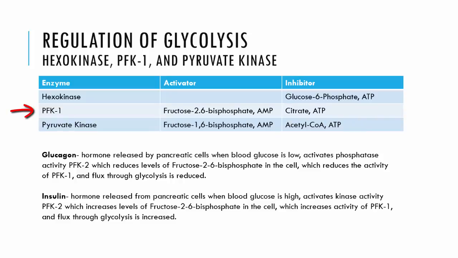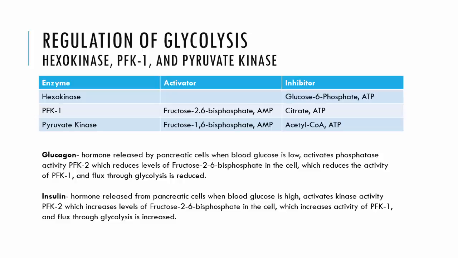PFK-I, which catalyzes step 3 of glycolysis, where fructose 6-phosphate is again phosphorylated to make fructose 1,6-bisphosphate, is inhibited by high levels of citrate, a byproduct of the citric acid cycle, and ATP. It is activated by fructose 2,6-bisphosphate and AMP. Pyruvate kinase, the enzyme in step 10 of glycolysis that makes pyruvate, is inhibited by acetyl-CoA, which is the end product of the citric acid cycle, and ATP, while it is activated by fructose 1,6-bisphosphate and AMP.